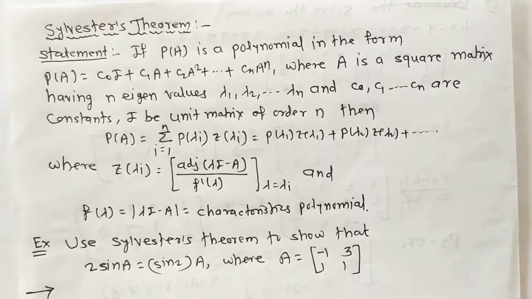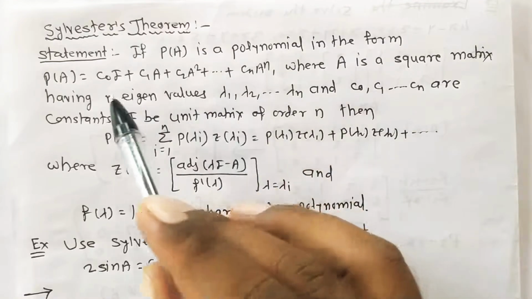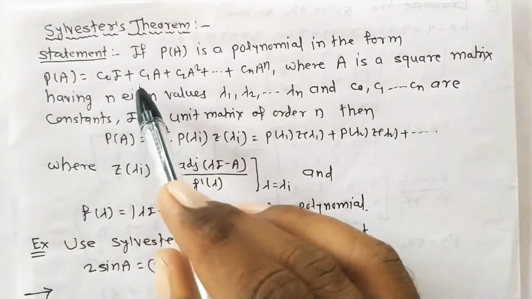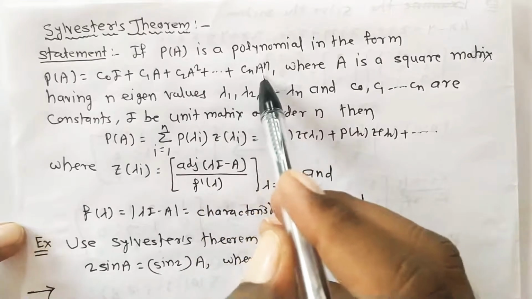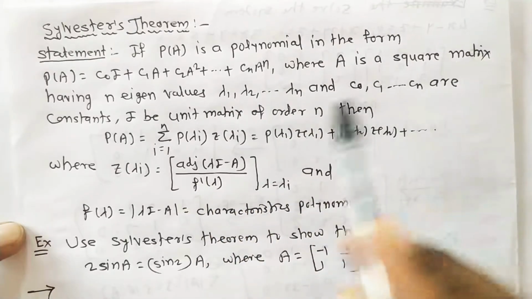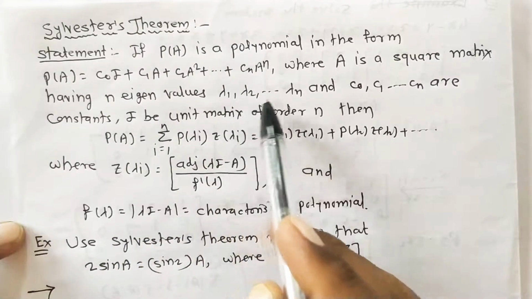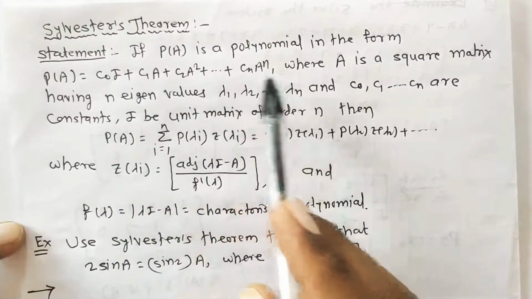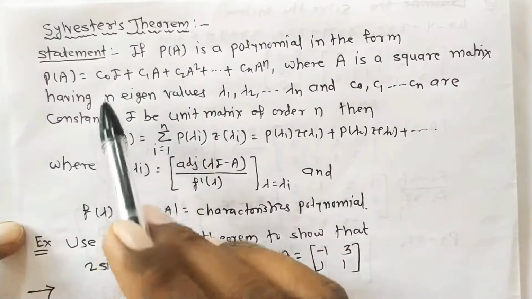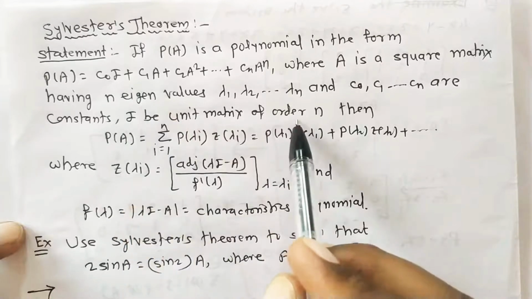the polynomial. So it states that if P of A is a polynomial in the form P of A is equal to C0 I plus C1 A plus C2 A square plus so on plus Cn A to the power n, where A is a square matrix having n eigenvalues, that eigenvalues are say lambda 1, lambda 2 up to so on lambda n, and this C0, C1, C2 up to so on Cn are constants, and this I is the unit matrix or identity matrix of order n.